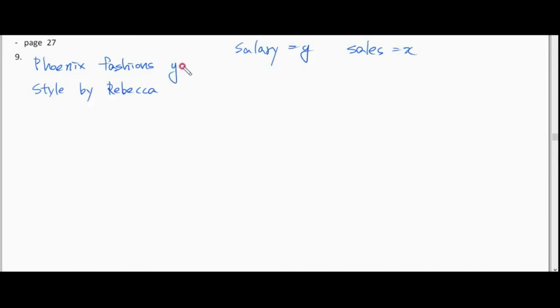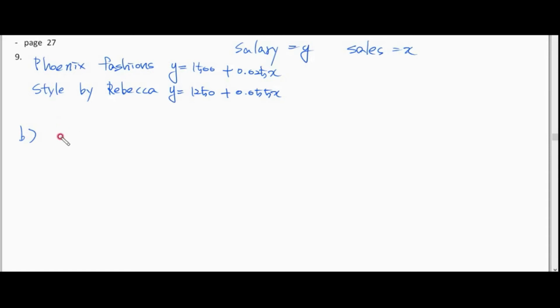Right here, let's just write down. Let's start with Phoenix Fashions: y equals 1,500 plus 0.025x. And then let's do Styles by Rebecca: y equals 1,250 plus 0.055x. And in part B, it asks how much should Rebecca sell to have the same salary for those two.